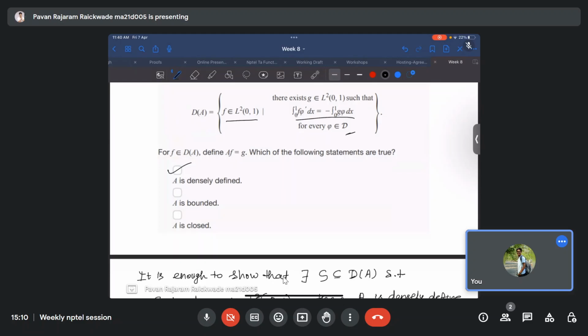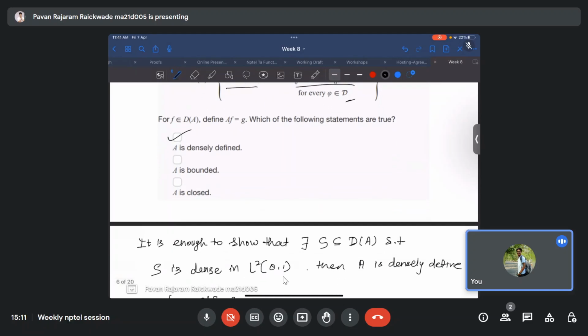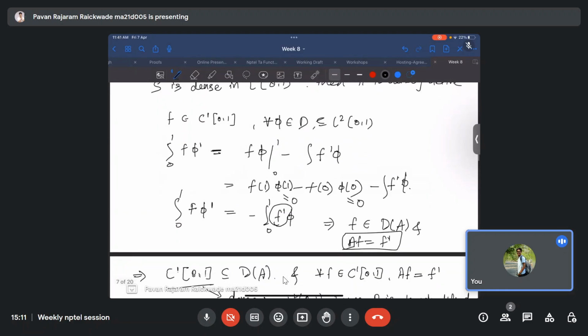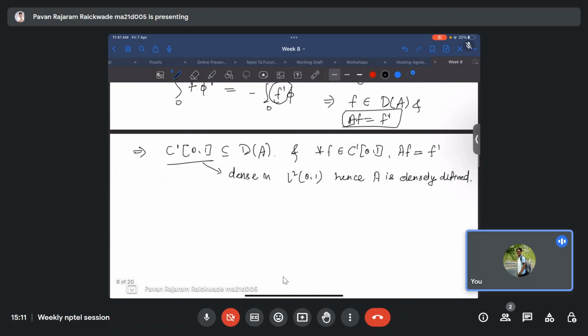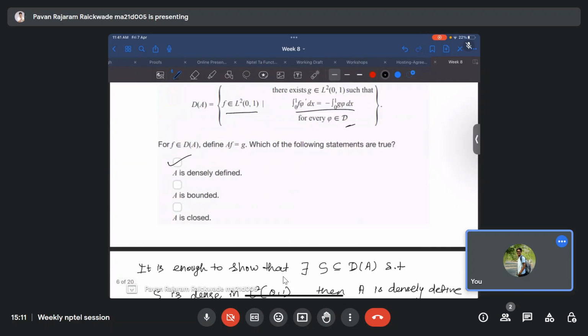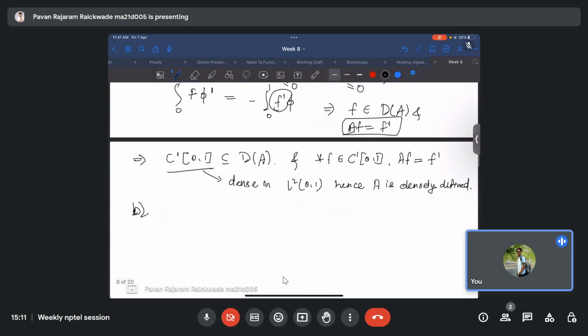Okay. So next is whether A is bounded. We can see it's a differential operator, and it's a universal property that a differential operator is not bounded, because we can just check it with polynomial functions. I'll give the example here. The first one, densely defined, is done. Now we have to show whether A is bounded or not.